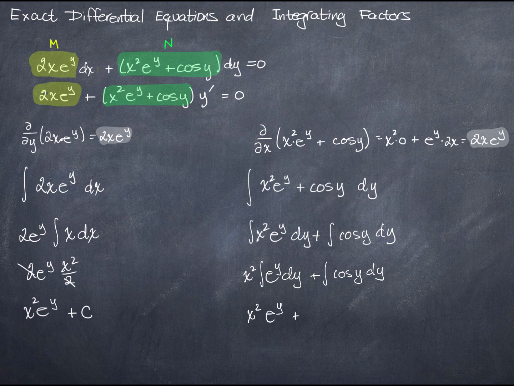And we know that the integral of the exponential is just the exponential. Did I say derivative? I meant integral. And the integral of cosine is sine. And these are both with respect to y. I'll call this C1 and this one C2. So I've done my integration.